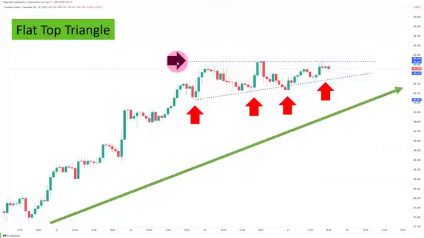The flat top triangle, similarly to our flag, is a trend continuation pattern. And now you will see that we slowly are able to combine the different concepts and tools that I've shown you. And by the end of this video, I have prepared one special, very important tip. So make sure to stick around until the end to really master price action.